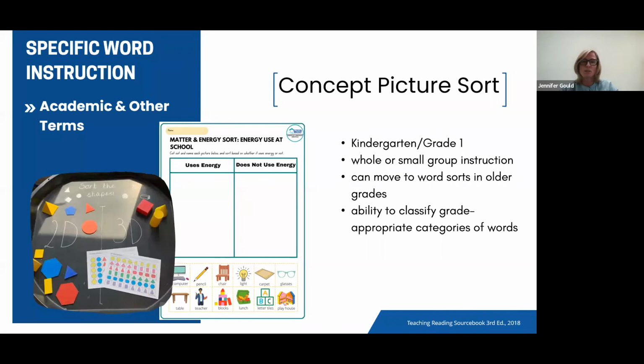So the first instructional routine we wanted to highlight is a concept picture or object sort. This strategy is great for kindergarten and grade 1 students and for students with weak oral language skills. Eventually, picture sorts can become word sorts with older students. Notice here we have a math example and a science example directly from the new provincial curriculum. In the matter and energy example, students are not only learning about the concept of energy, but they are also deepening their word knowledge of the 12 pictured words. So for example, that a table does not use energy.